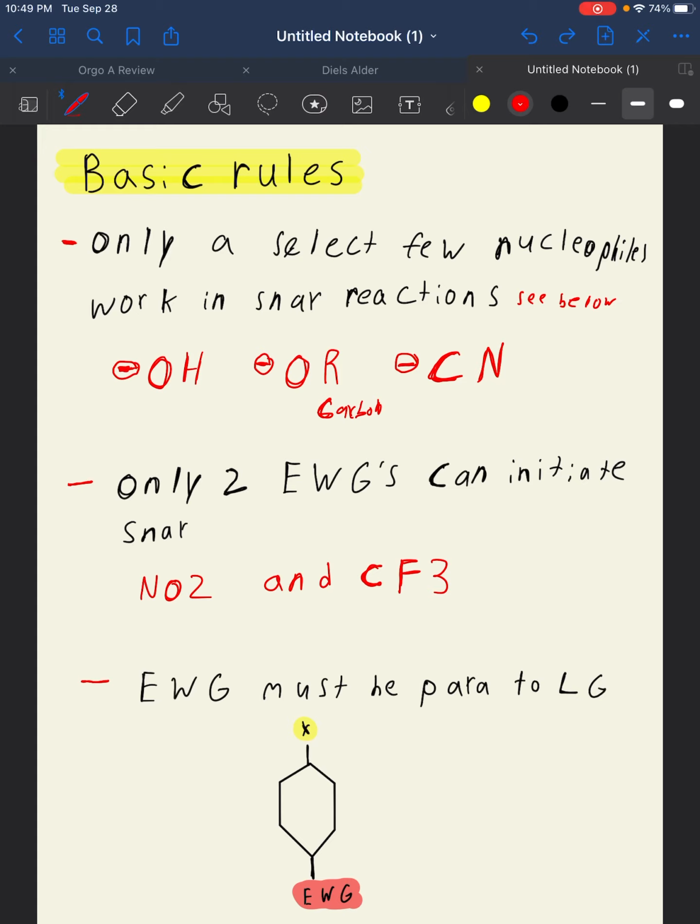And then there are only two electron withdrawing groups that can initiate an SNAr. That's NO2 and CF3. Like I said previously in the other slide, NO2 and CF3 are the only ones you got to worry about. All the other ones, forget it, because they're not going to initiate an SNAr reaction.